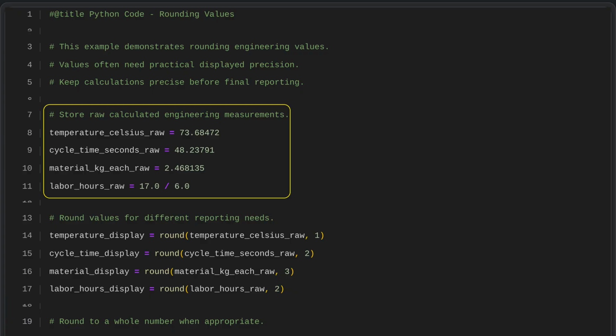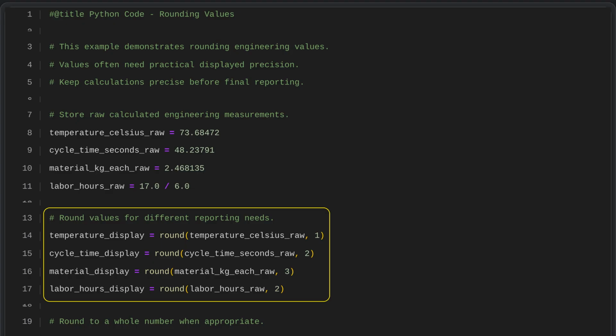Raw engineering measurements are first stored with full precision to preserve accuracy. These include temperature in Celsius, cycle time in seconds, material weight per unit in kilograms, and labor hours calculated as 17 divided by 6. The unrounded values are kept until they are needed for reporting.